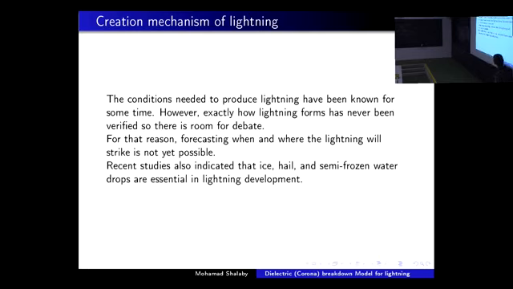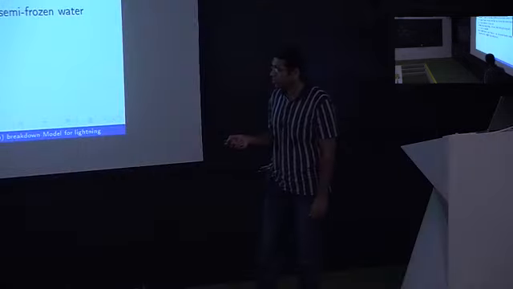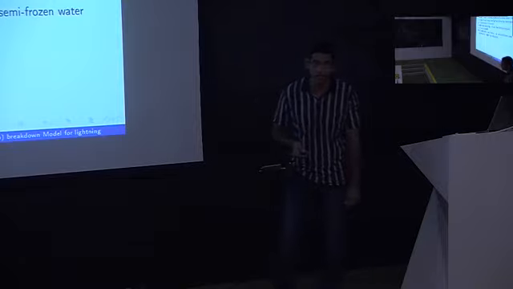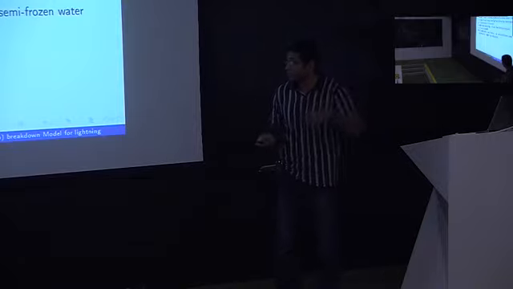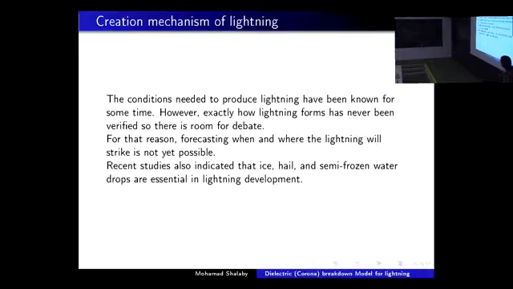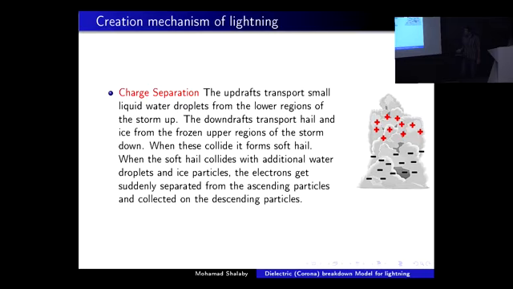So one of the conditions that is necessary to produce lightning is ice and hail and semi-frozen water droplets, and this is why in the northern hemisphere the possibility of creating lightning is much higher than in tropical areas. So what happens to create a lightning bolt?